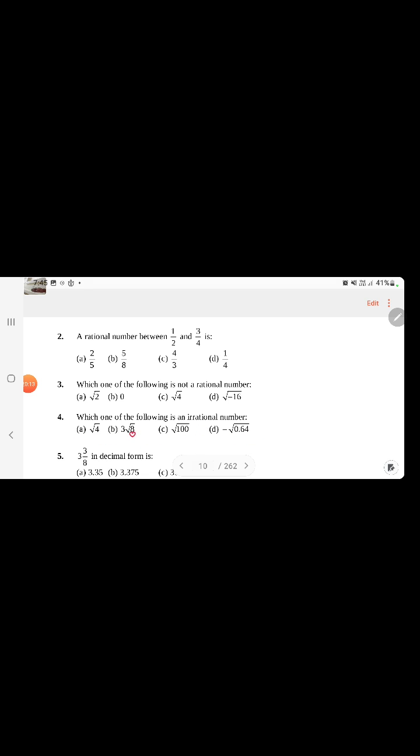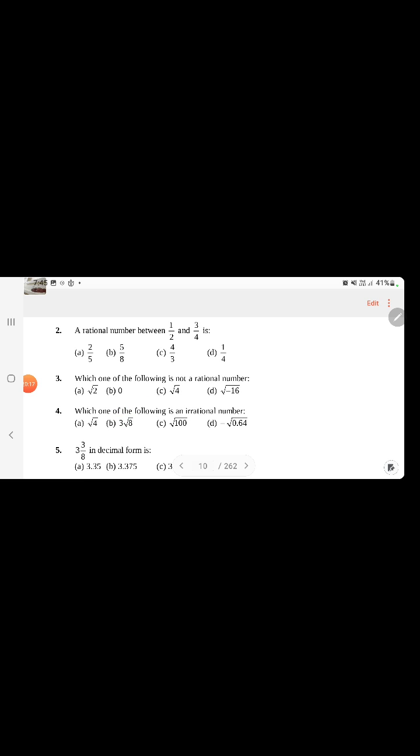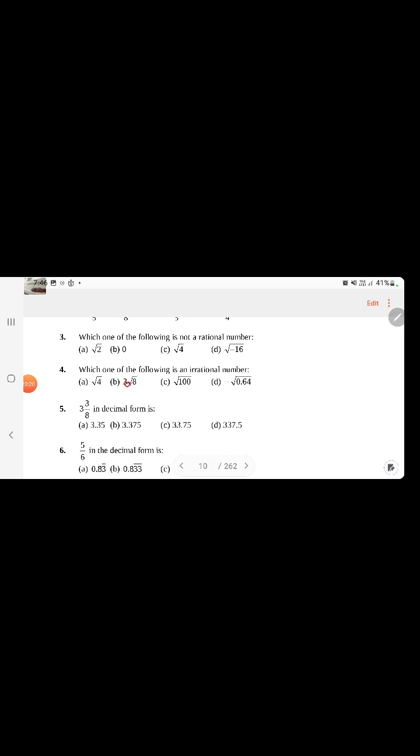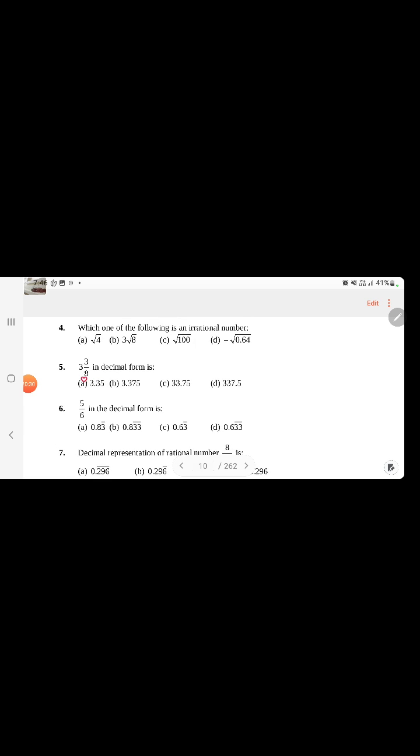So which is the only one an irrational number? 3 root 8. So this is the option. Option B is the correct one for the fourth question. Then the fifth one, 3 into 3 by 8 in decimal form. So how can we write this fraction 3 into 3 by 8 in the decimal form?